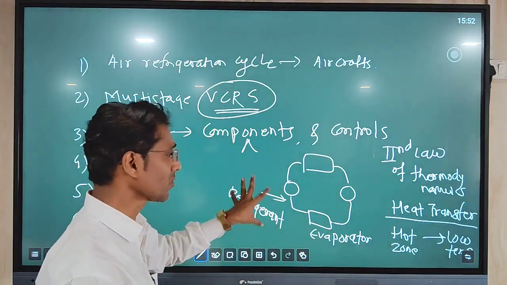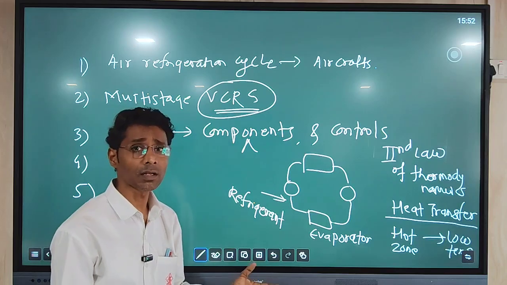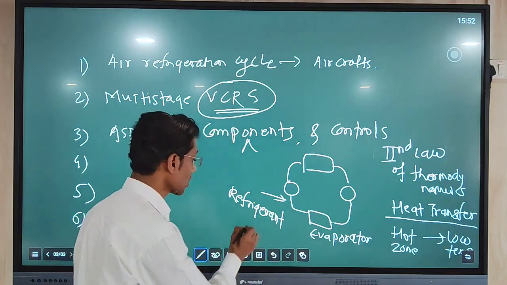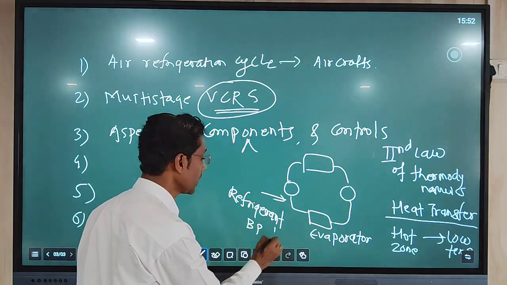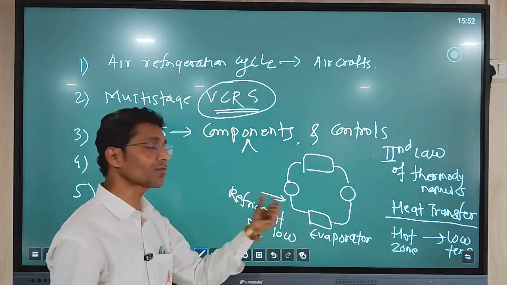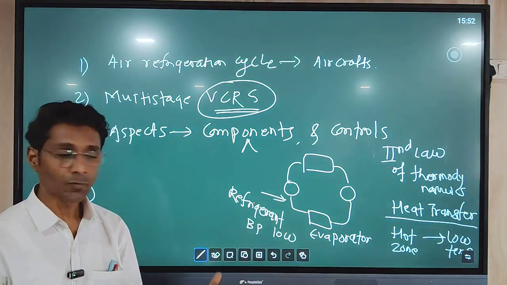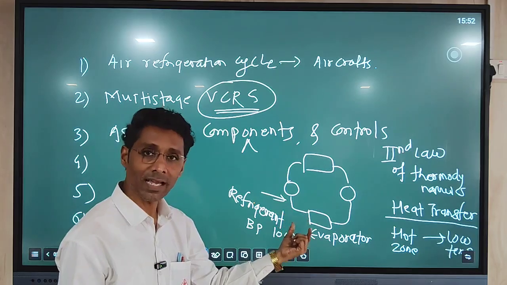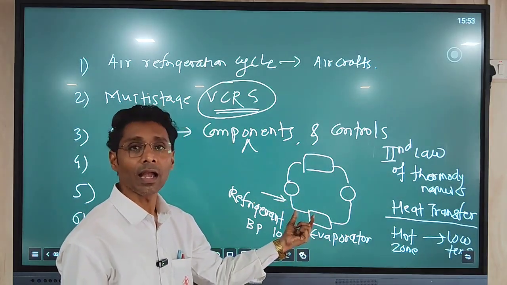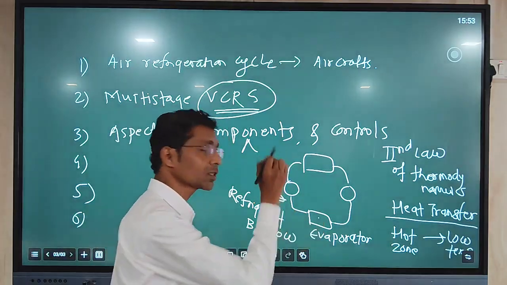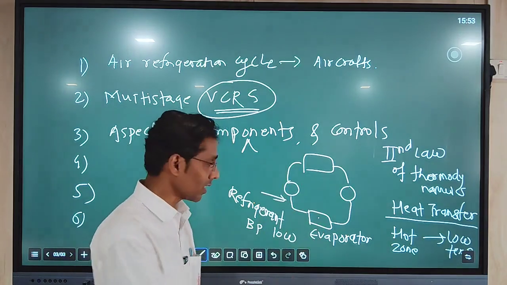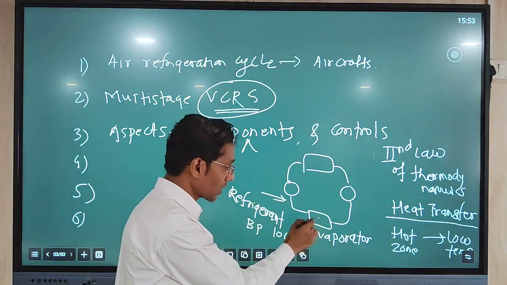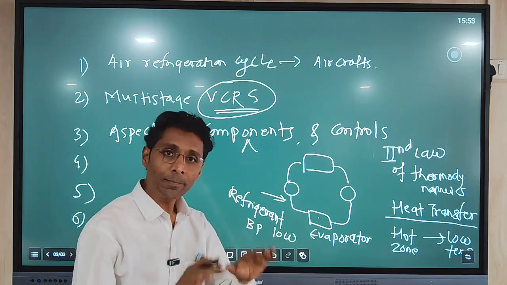Now definitely refrigerant has some good properties. What are they? First, its boiling point should be low, meaning the refrigerant should be cold. When the cold refrigerant is there, it will absorb the heat of the space, and in return the temperature of that space will drop down.